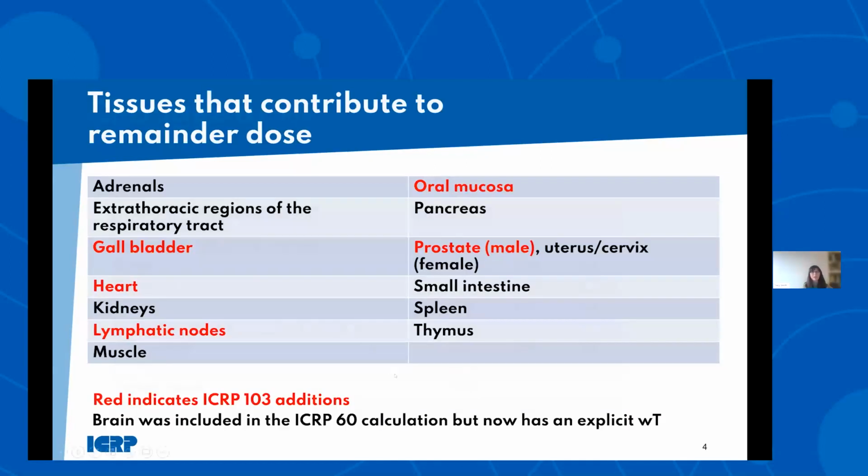Okay, moving on. So the tissues that constitute the remainder dose have also changed. There are some similarities. The ones in black are carried over. The red indicate ICRP 103 additions. So we've included now gallbladder, heart, lymphatic nodes, oral mucosa, and the prostate for the male. Brain was included in this list in the ICRP 60 calculations, but it's now been bumped up and has got its own explicit WT. And as Derek said, the calculation now under the 103 scheme is a straight average of these 13 doses for the male or female. Obviously, for male, you've got prostate, for female, you've got the uterus.